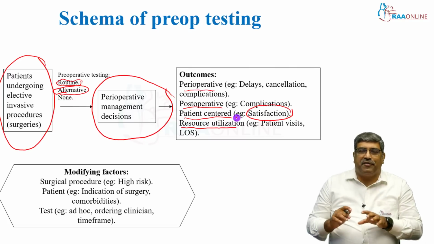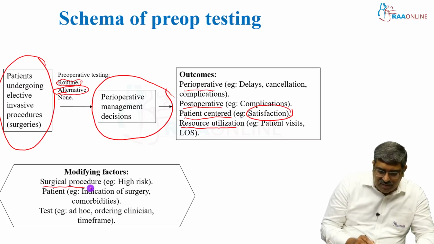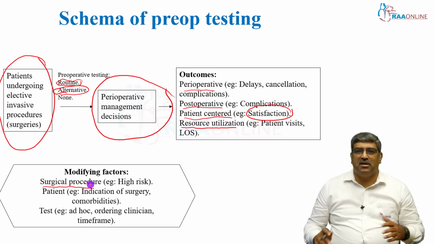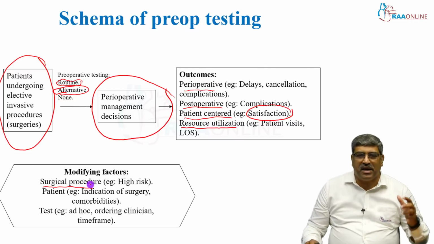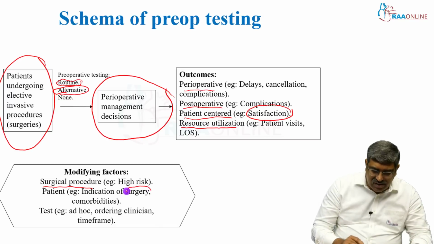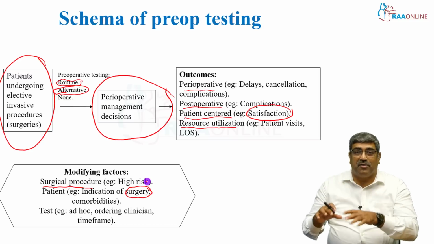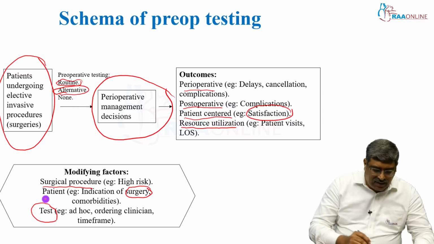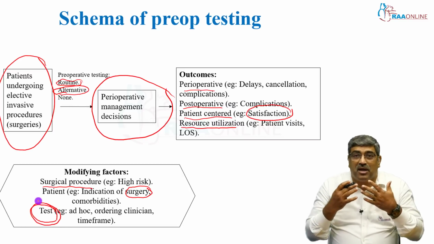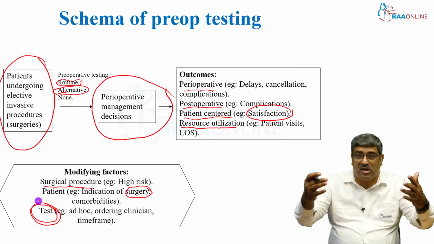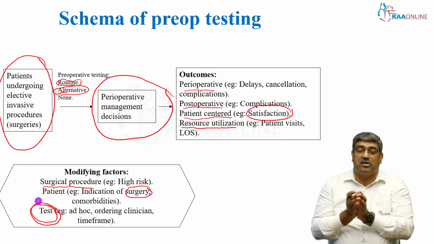And the modifying factors of preoperative testing include the type of surgical procedure. A high risk procedure is going to modify your preoperative testing. Coming to patient-centric factors: what surgery the patient is undergoing, what disease is there for the patient, and various comorbidities. The other modifying factor is the test which is being done, the test which is done by the treating physician, the treating surgeon, or the anesthetist, and the time frame in which the test has to be done.